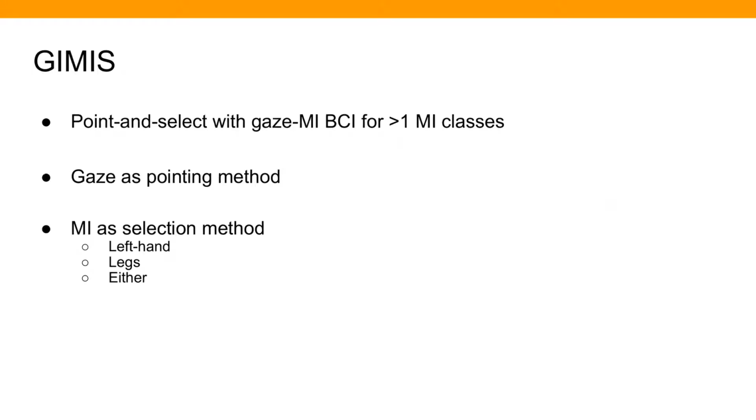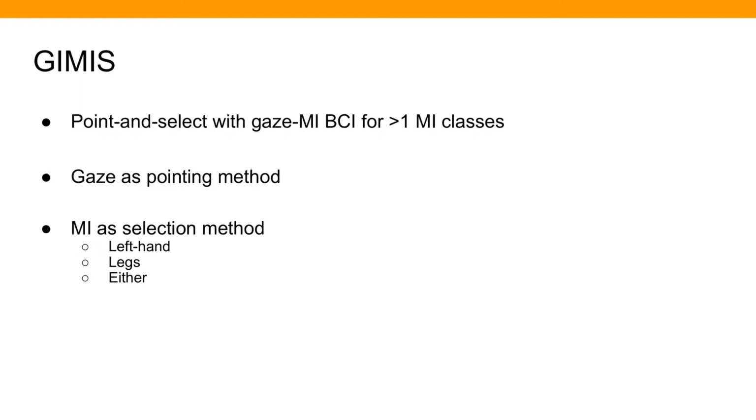The application of Fitts law experiment for the evaluation of gaze-MI hybrid is rare. It's even rarer for more than one MI selection method. Different types of BCI clicks can be mapped to different actions, such as single click, double click, right click, click and drag, and so on.